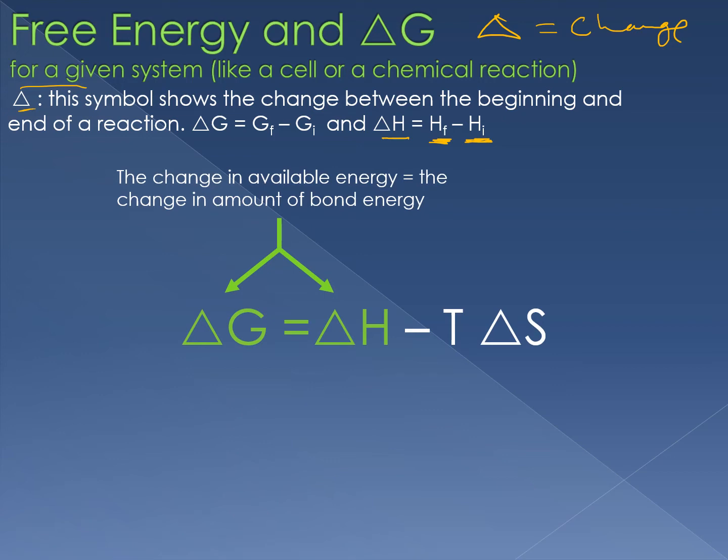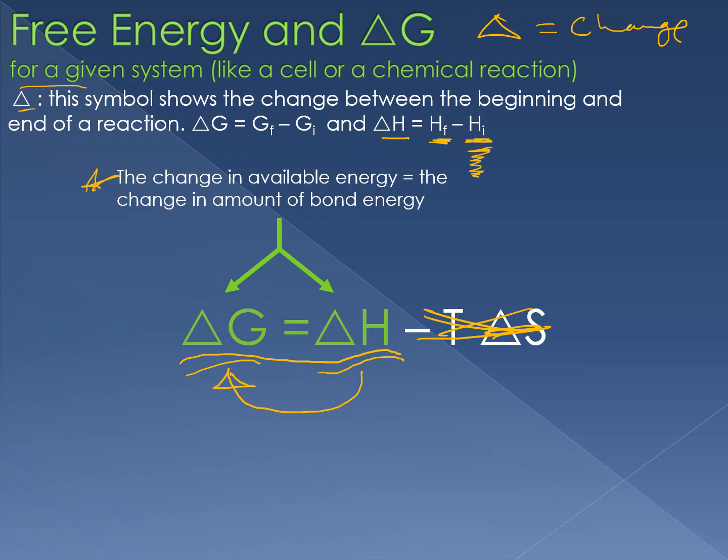Don't get intimidated. We'll go through it slowly. Starting here. The change in available energy equals the change in the amount of bond energy. So we're going to ignore this for now. This should be pretty understandable. The change in the amount of free energy equals the change in the amount of bond energy. And remember, that's in a simplified world where bond energy can simply be used as free energy. So if you use some of the free energy up, i.e.